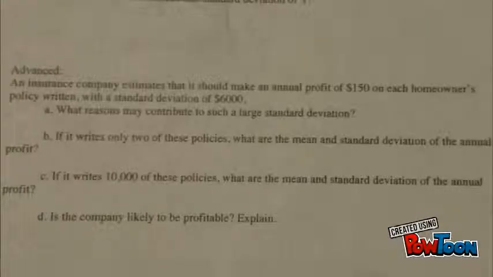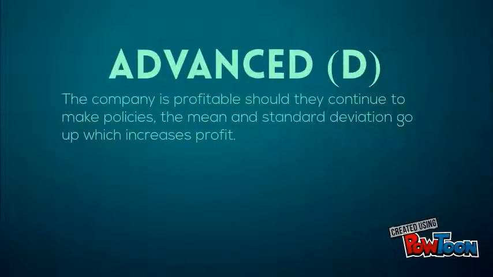And now for part D, which is, is the company likely to be profitable? And for part D, the company is likely to be profitable as they continue to make policies, the mean and standard deviation go up, which does increase the profit by a lot.